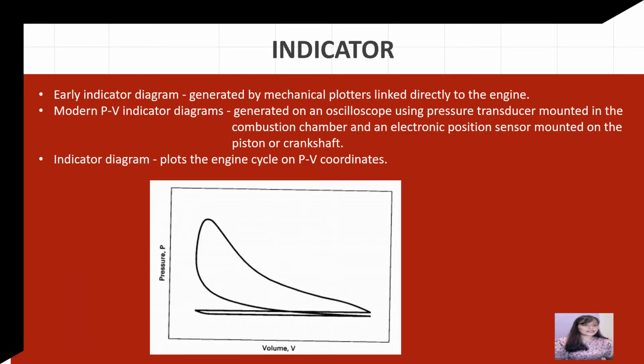Early indicator diagrams were generated by a mechanical plotter linked directly to the engine, whereas modern PV indicator diagrams are generated on an oscilloscope using a pressure transducer mounted in the combustion chamber and an electronic position sensor mounted on the piston or crankshaft. As shown is the indicator diagram, where the engine cycle is plotted on the PV coordinate.